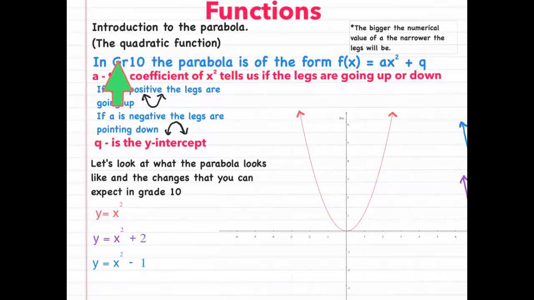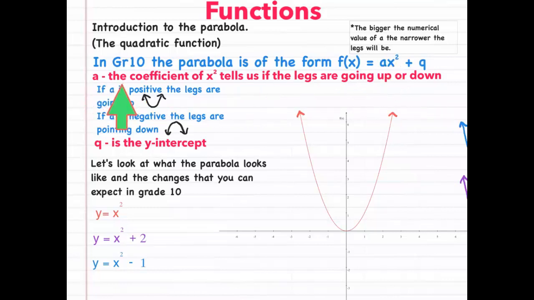Now basically in grade 10 the parabola is of the form f(x), or in other words y, equals ax squared plus q. Now this is a quadratic function because there's x to the power of 2. So don't forget that a parabola is a quadratic function. It's got an x to the power of 2. Now let's look at these values. The a, which is the coefficient of the x squared, right? Because that is the coefficient of the x squared.